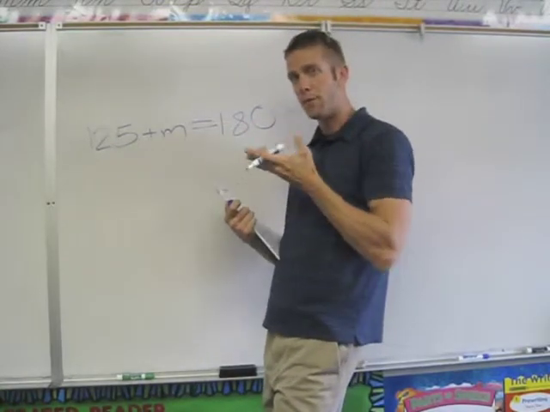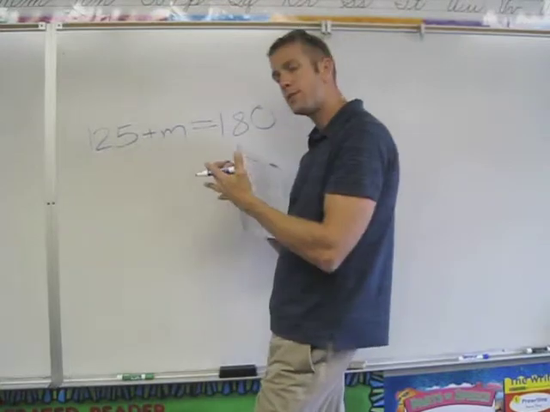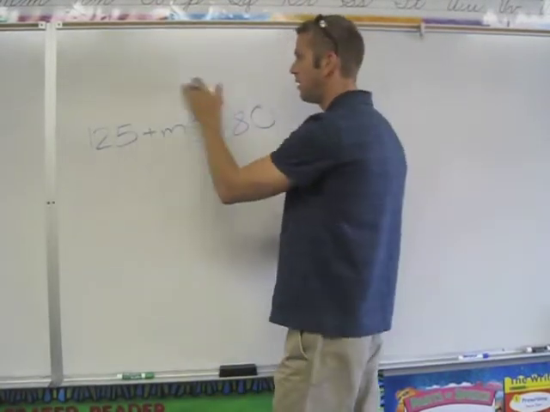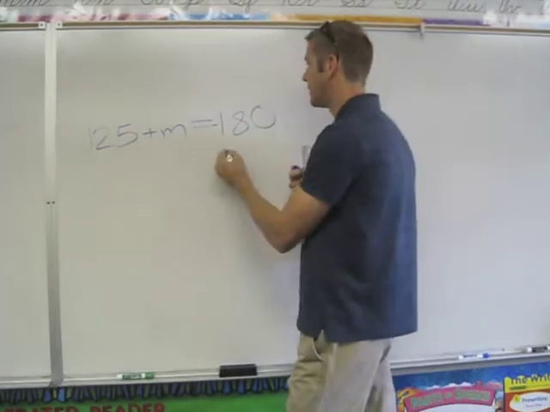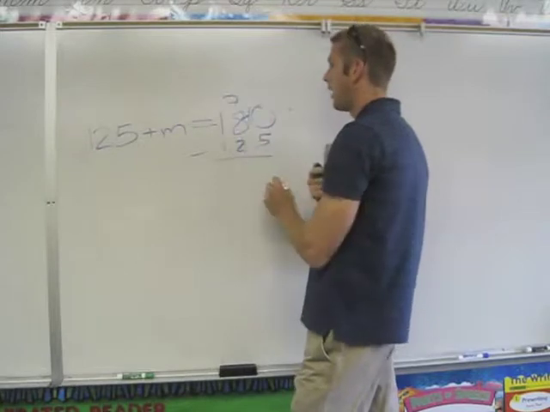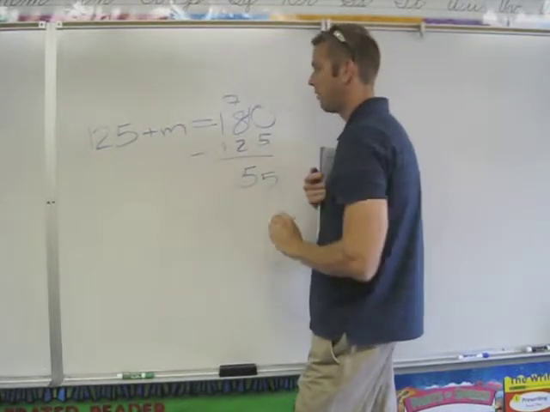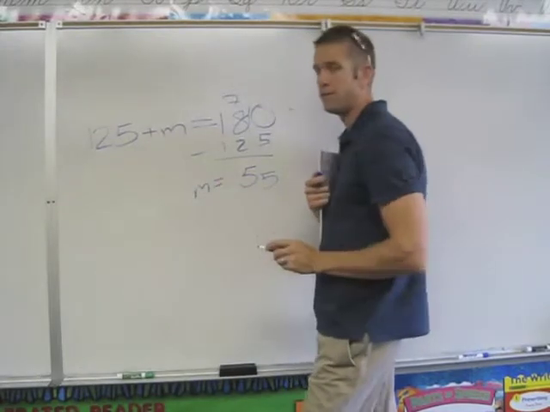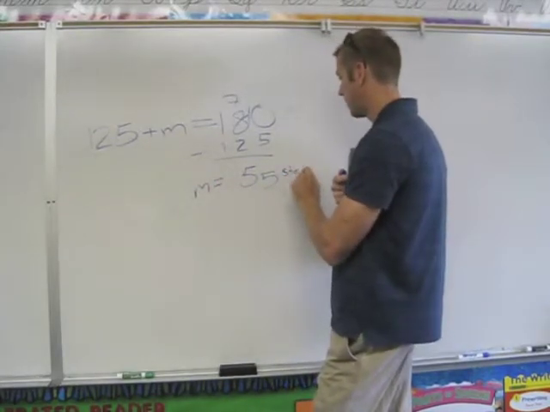Okay? If you recall from yesterday, whenever you have an addition problem like this with a variable in the middle, you can just subtract these two and you will find your total. So let's take 125, subtract it from 180, and you will get 55 steps left. So m equals 55 steps.